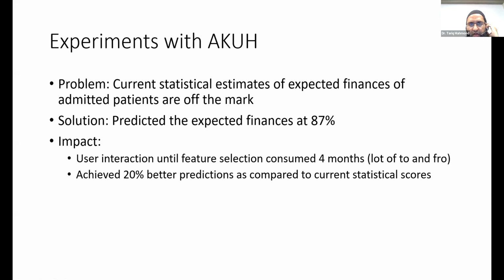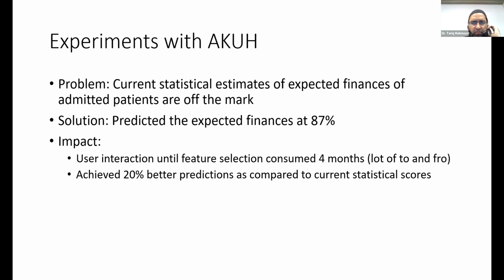And last, we experimented also with the Aga Khan Hospital, and what they were looking for was the financial deviation, because when a patient gets admitted, they have a statistical formula which tells the patients, okay, this is your expected expenditure. That is also correlated with the length of stay.